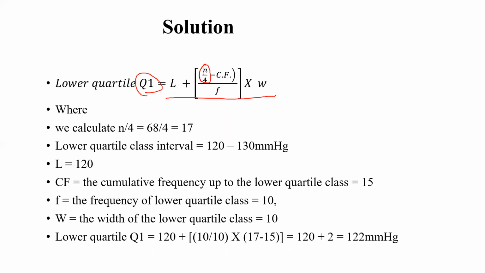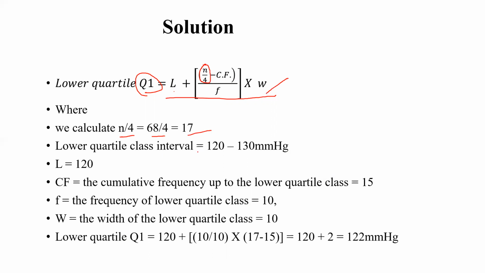If you are going to calculate the quartiles, because quartiles divide the whole data set into 4 equal parts, that's why we are dividing n by 4. So we can apply this formula: L plus, within a bracket, n by 4 minus cumulative frequency, divided by frequency, multiplied by the width, the upper limit minus lower limit of the class interval. Then as we know from the median calculation, we can calculate n by 4, 68 by 4, 17.